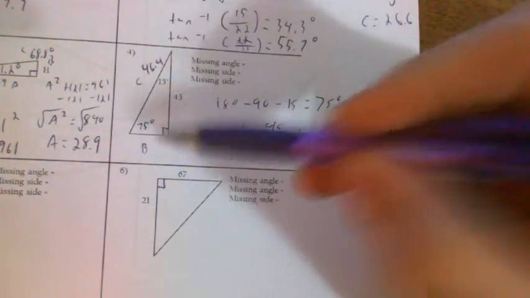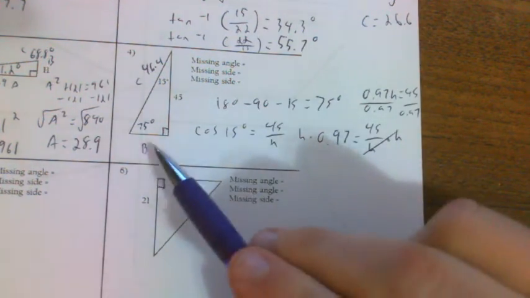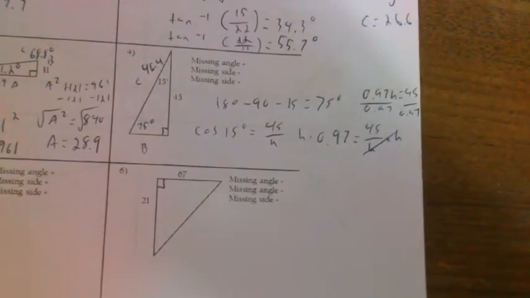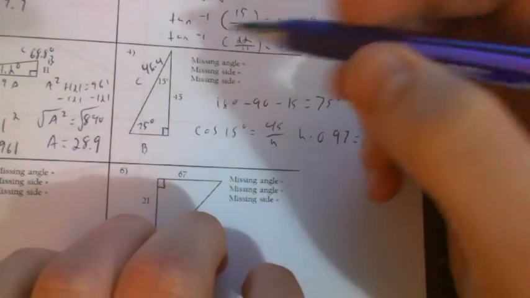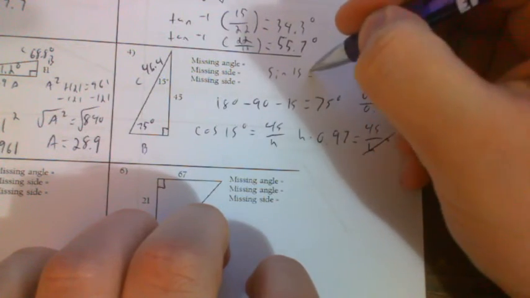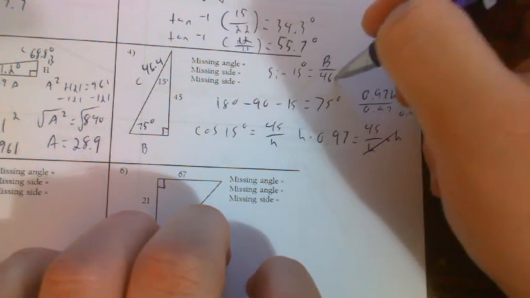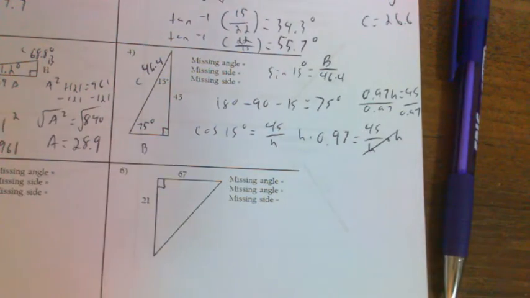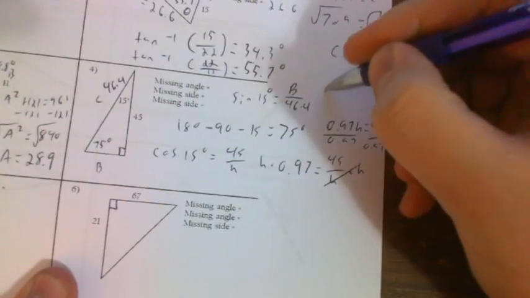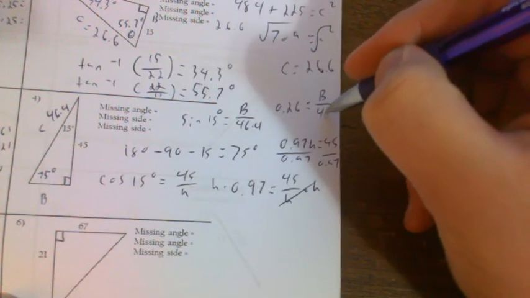And now that we have our two sides, we could, of course, if we wanted to, do Pythagorean theorem for this side. We could also just as easily, because sine is opposite over hypotenuse, we could say sine of 15 degrees equals opposite, the b side, over 46.4. So we'll do that really quick. So the sine of this is 0.26 equals b over 46.4.